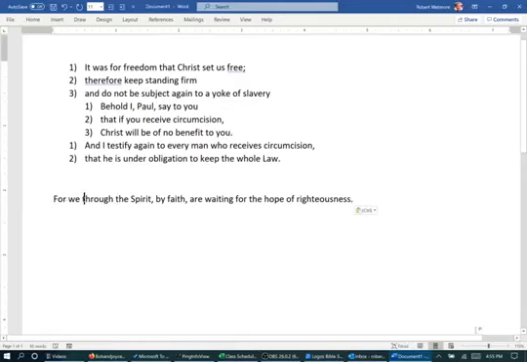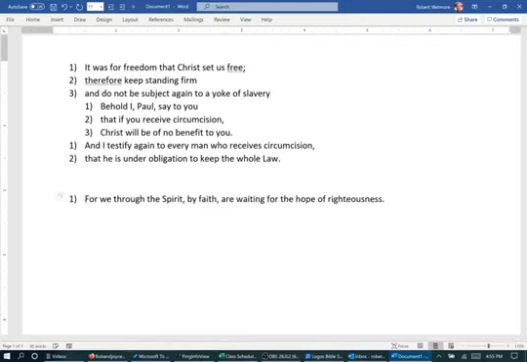For we, through the Spirit by faith, are waiting for the hope of righteousness. Well, that's one sentence. And notice what it says. We are waiting. It can't be a command. It can't be a command because it says we are waiting. So you see how this works now?